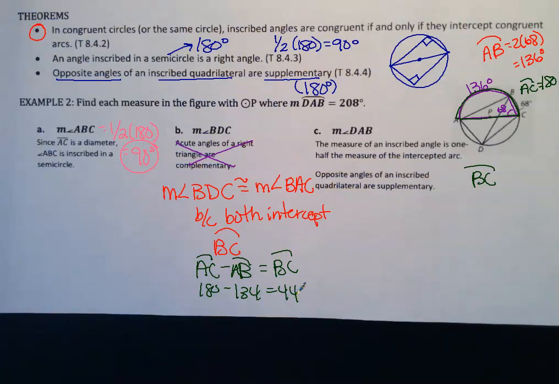Okay. So that means that the measure of angle BDC equals 22. So the measure of angle BDC would equal 1/2 of 44, which would be 22 degrees. That is the correct answer.